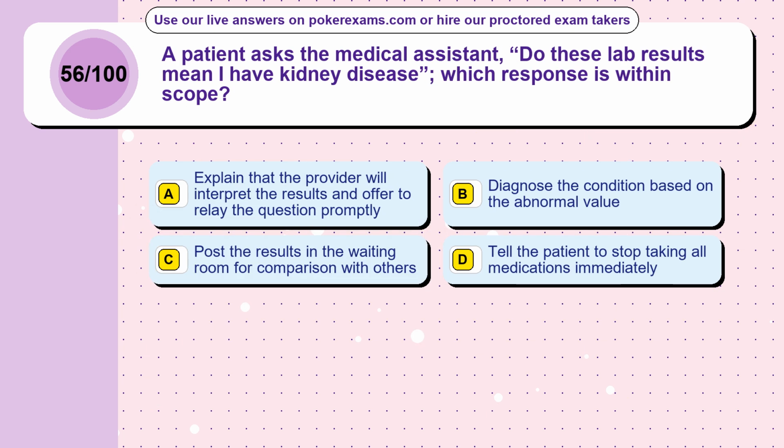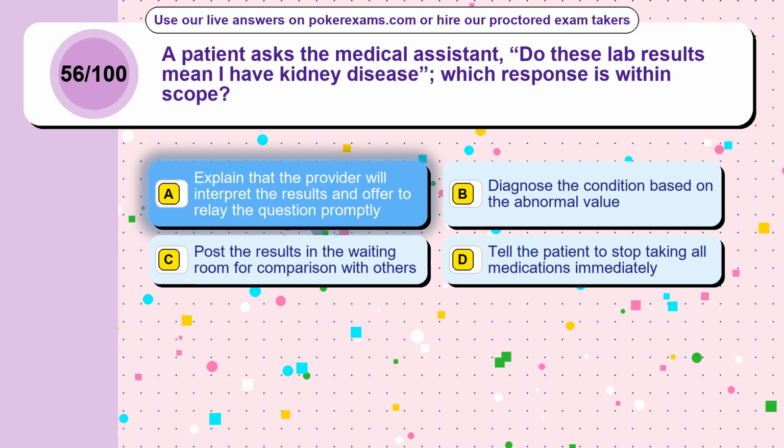Question 56. A patient asks the medical assistant, "Do these lab results mean I have kidney disease?" Which response is within scope? Option A. Explain that the provider will interpret the results and offer to relay the question promptly. Option B. Diagnose the condition based on the abnormal value. Option C. Post the results in the waiting room for comparison with others. Option D. Tell the patient to stop taking all medications immediately.